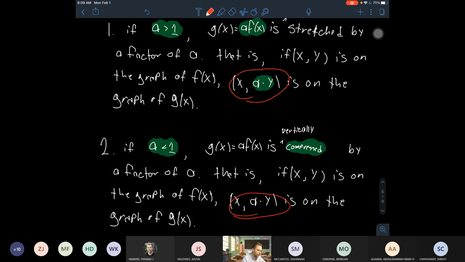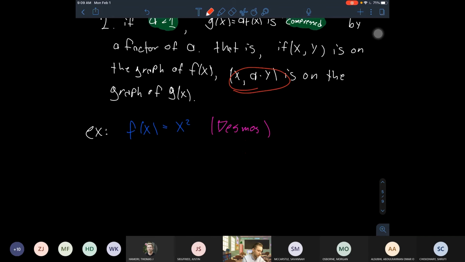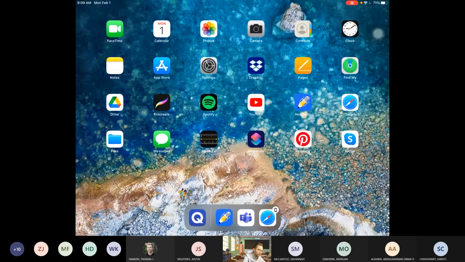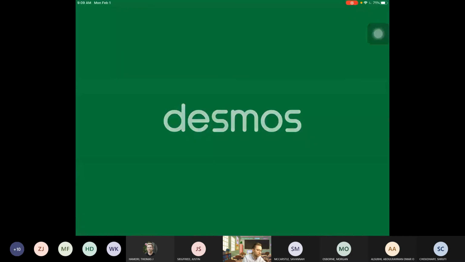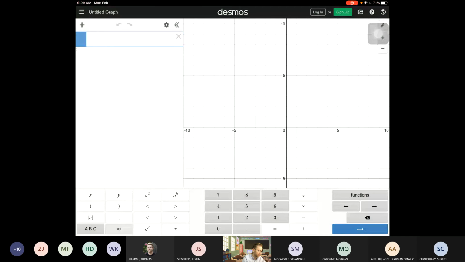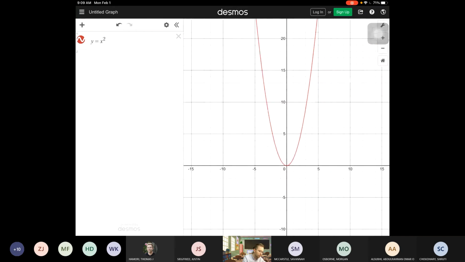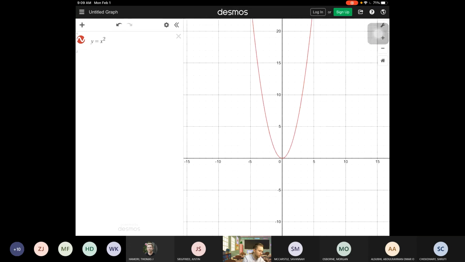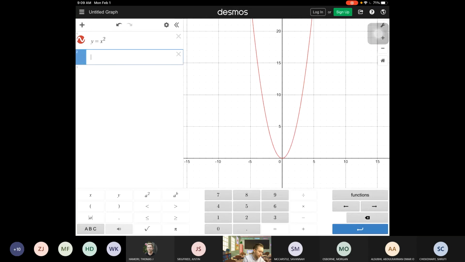Okay, so let's see how this works in action. I'm going to show you guys by switching to Desmos real quick. So here's how we can see how this works. I think we were supposed to do y equals x squared. I thought I saved this before, but I guess I didn't. So here's the graph of y equals x squared. We can see as well how the graph of y equals, say, for example, 2x squared looks like.